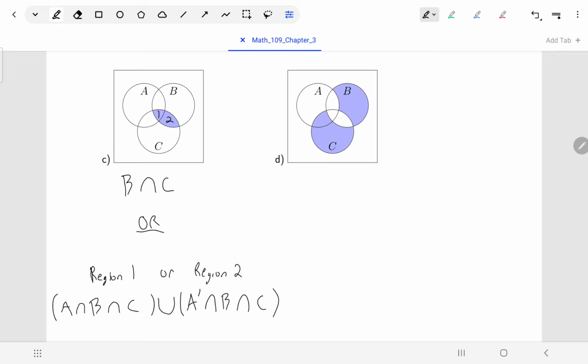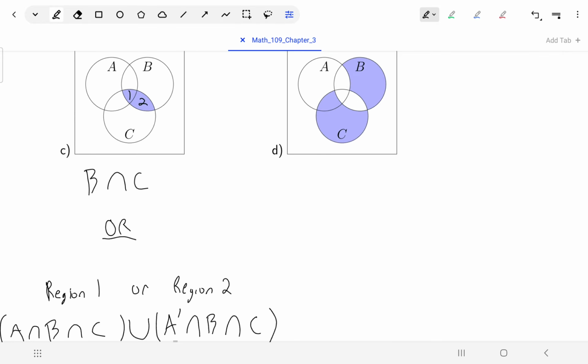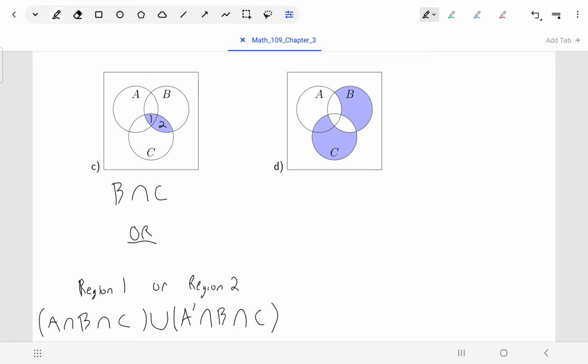So no matter how many regions you have, you could just say you're in region 1, union region 2, union region 3, union, union, union, and then describe each of those individual regions in terms of being in or out of A, B, and C. So that's the approach that I'm going to use here for part D. I don't think there's a nice compact way to describe D.